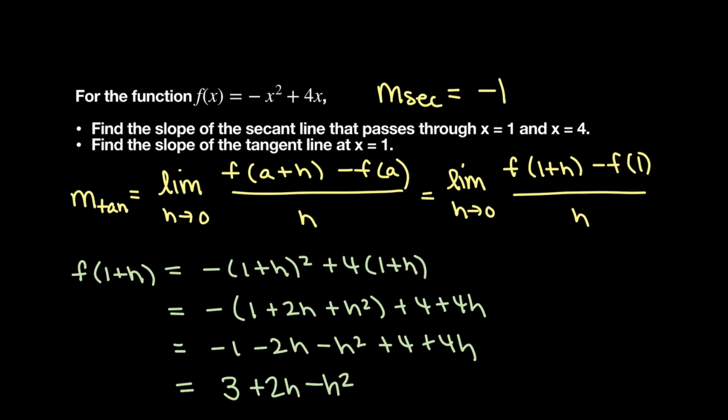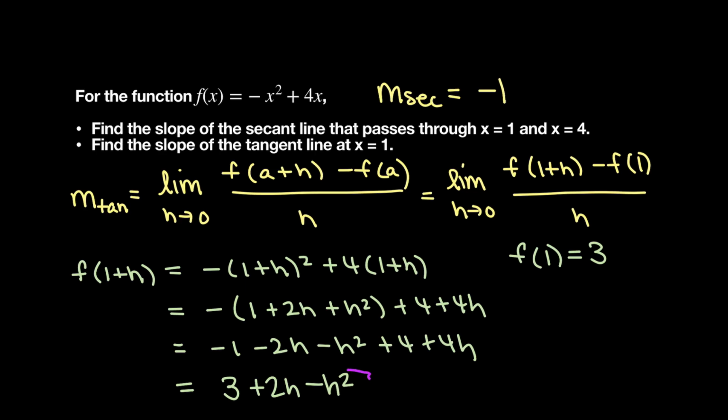If I combine like terms, minus 1 plus 4 is 3. And then minus 2h plus 4h is 2h. And we have a minus h squared. So this is my f of 1 plus h. I can find f of 1. I actually already did that by just plugging 1 into the function, and I got 3.